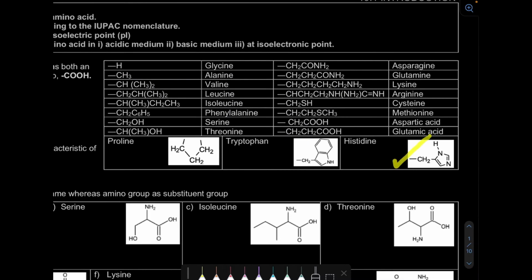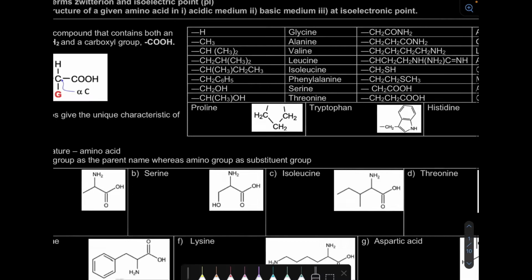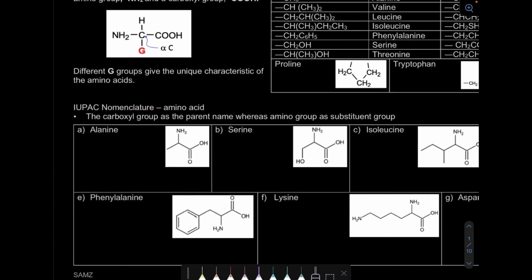So here are the common names of the common amino acids, but you don't have to memorize them. You should be able, when given a structure, to name it, or give the IUPAC nomenclature name. So let's look here. How do we name it? Because we have two different groups, carboxylic acid and amino. So the carboxyl gives the parent name, and the amino group, the functional group amine, will be the substituent. When it is a substituent, it is named amino.